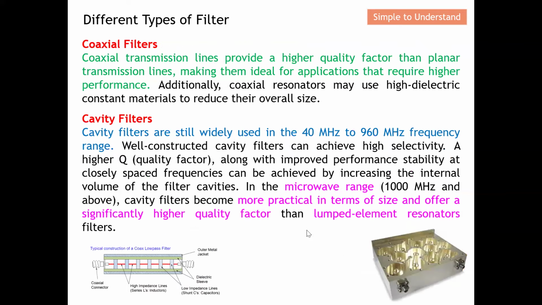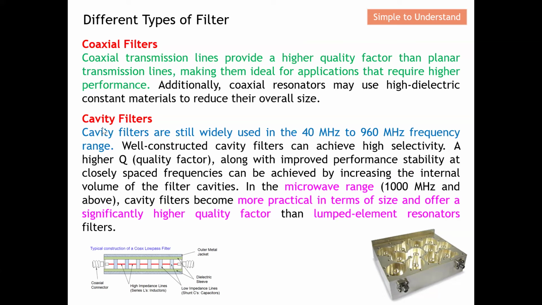Let's move on. On the coaxial filter, the coaxial transmission line actually provides a very high Q compared to the planar transmission line. Hence, this makes them very ideal for applications that require higher performance. Additionally, this coaxial resonator may use a high dielectric constant to reduce their overall size. So if you want to have higher performance, you can consider using this coaxial filter.